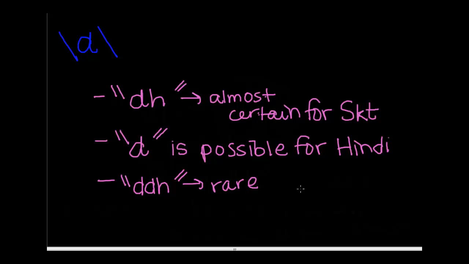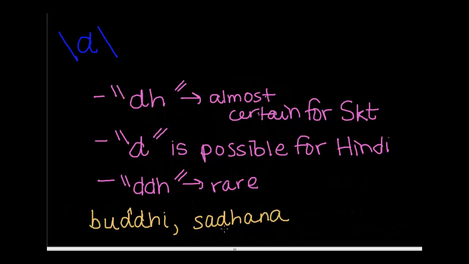Okay. Some example words we can take a look at. First of all, Buddhi. Buddhi. It means intellect. At least what I know in Sanskrit. Like the word Buddha, like I said. Sadhana. Sadhana. So you have DH right there. And Dahi, which means yogurt. Or Dahi. See, they're at the beginning. So again, if it's in the middle of the word, it's almost certain to be DH too.